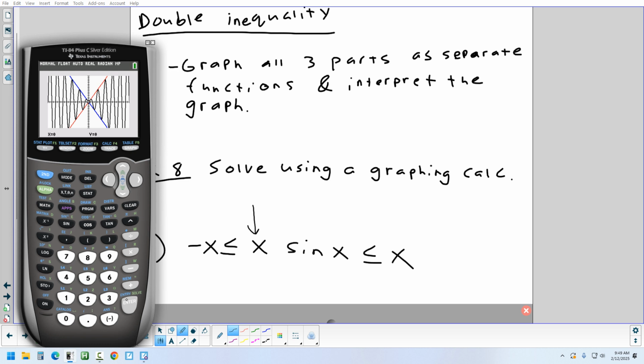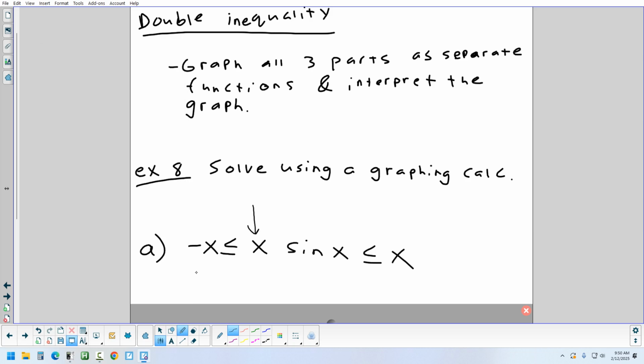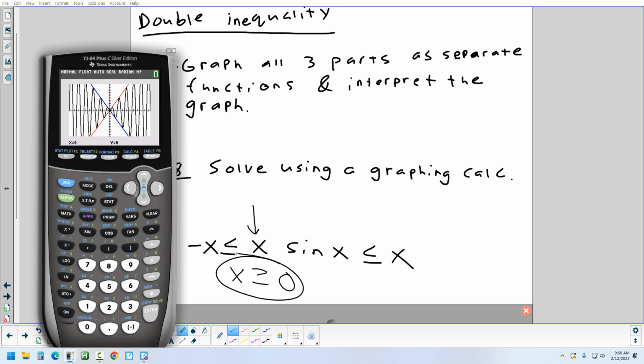0 to infinity. Yeah, anywhere to the right of the y-axis, my wave is above the blue, but it's under the red. And that's what they want here. I'm just using colors to make it a little simpler. Above the blue and below the red, so that's everything greater than or equal to 0. Now, if they said, where are you under the blue and above the red, that would be everything smaller than or equal to 0.